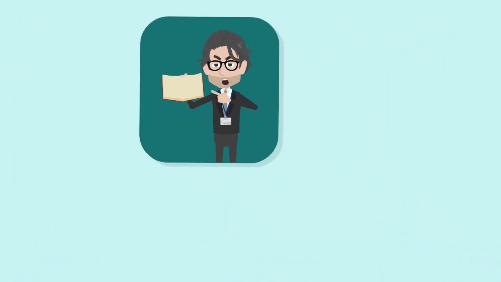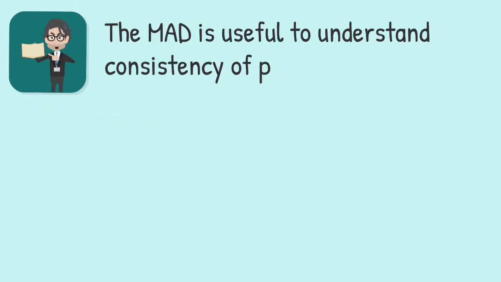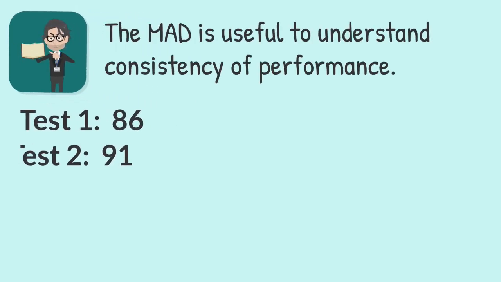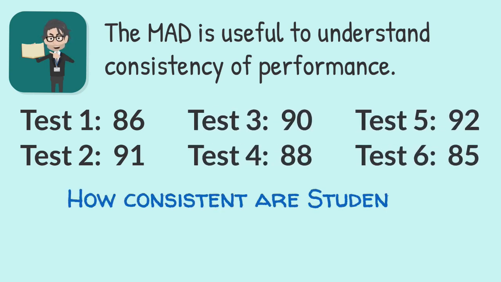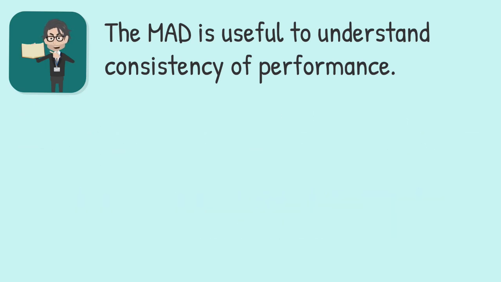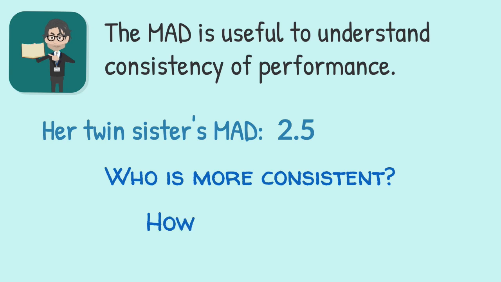Mr. Jones said he uses the MAD to understand and demonstrate the consistency of a student's performance. Suppose student A had the following grades for the past 6 tests. How consistent are student A's test scores? Suppose student A was competing against her twin sister, whose MAD for the same tests was 2.5. Who is more consistent? How do you know?